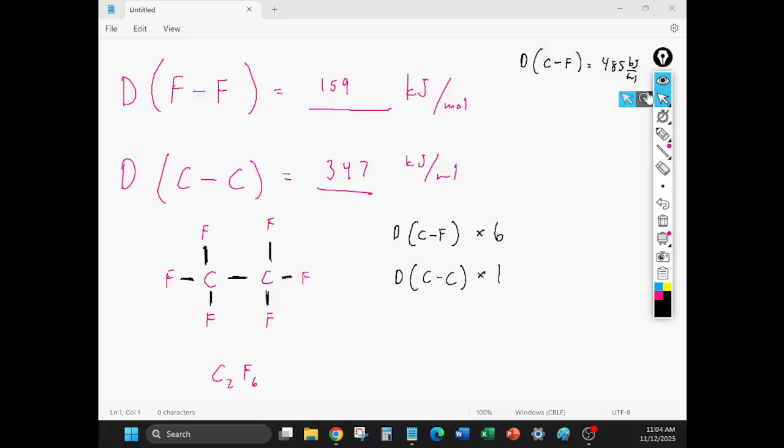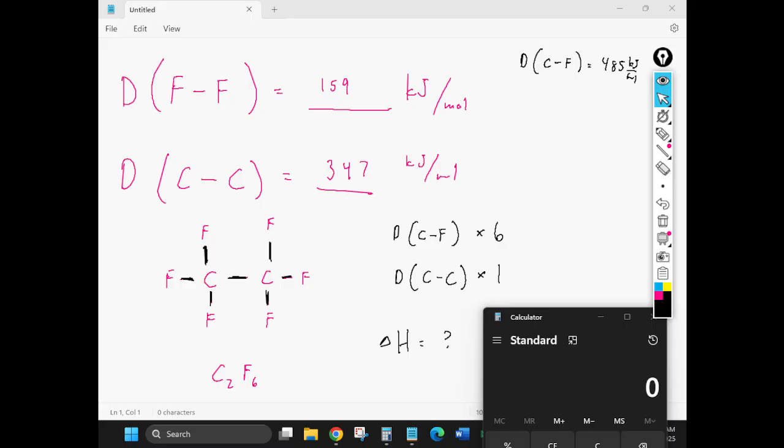Based on that, I want you to take a minute. I want you to calculate what is the bond enthalpy of this entire molecule. Okay, so we got the CF single bond number right here, the CC single bond number right here. I want you to calculate the delta H of the entire molecule.